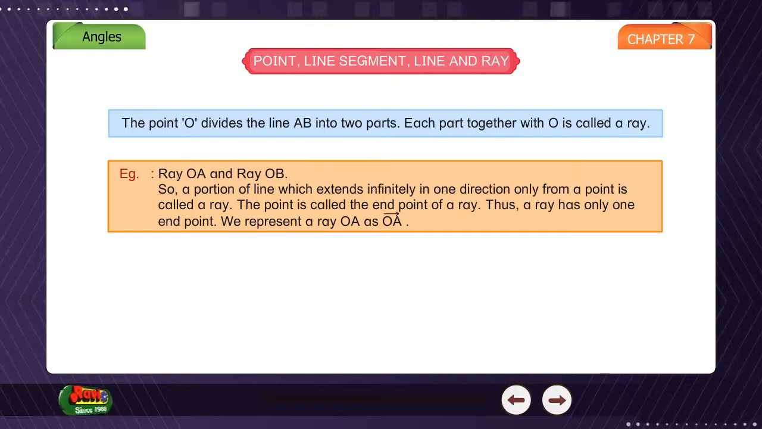So, a portion of a line which extends infinitely in one direction only from a point is called a ray. The point is called the endpoint of a ray. Thus, a ray has only one endpoint. We represent it as ray OA.